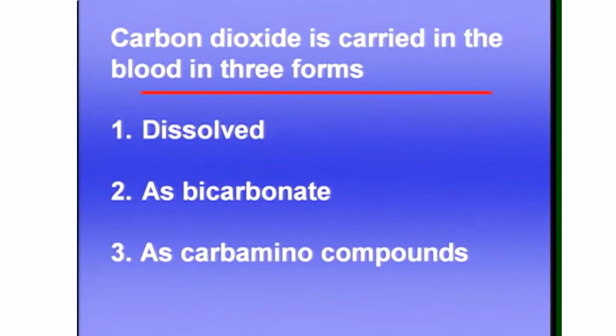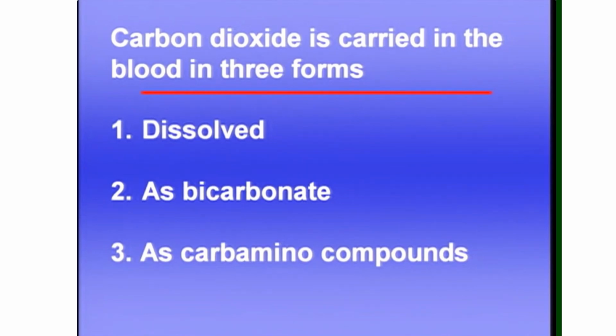Now let's move to the transport of carbon dioxide in the blood, which is the other major gas, of course, of respiratory interest. And carbon dioxide is carried in the blood in three forms. One as dissolved, secondly as bicarbonate, and third as carbamino compounds. So let's look at these in turn.